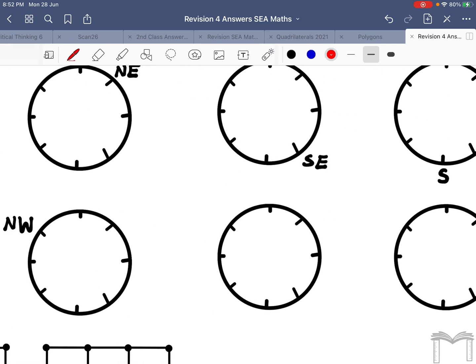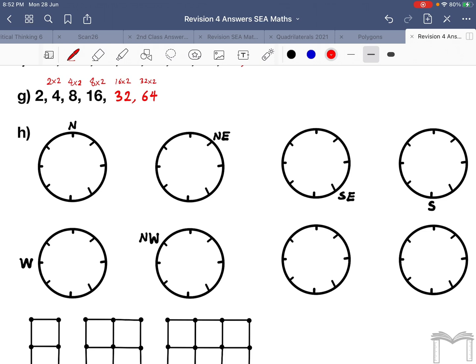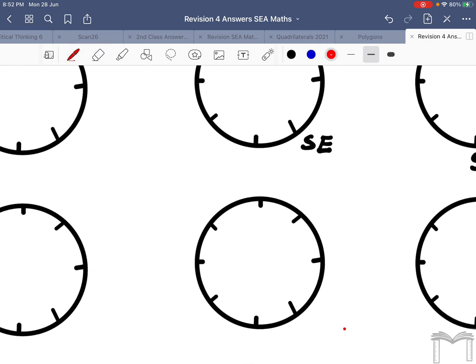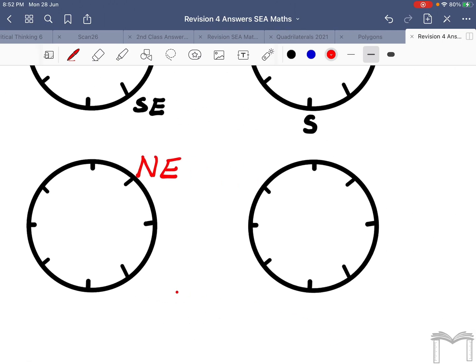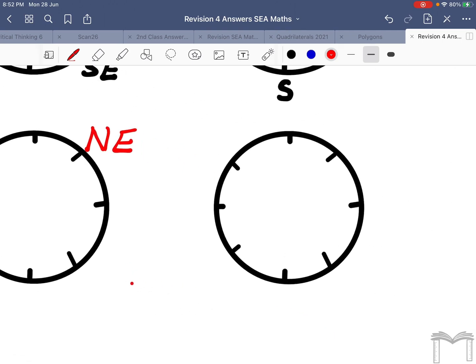So from northwest we must make a quarter turn, which will bring us to northeast, and from northeast we must make a 1/8 turn, so that will bring us to east.